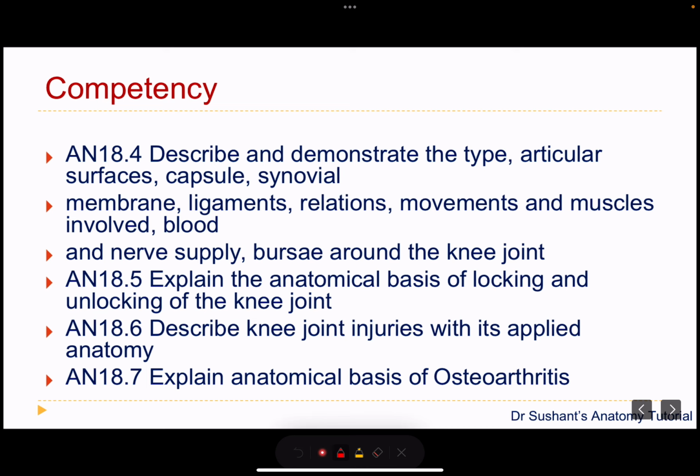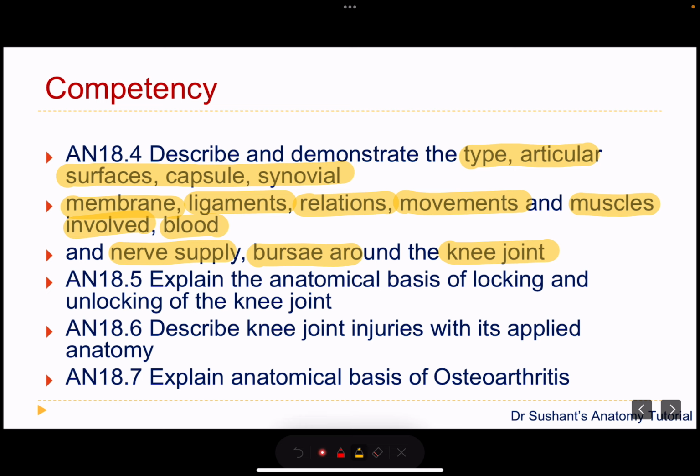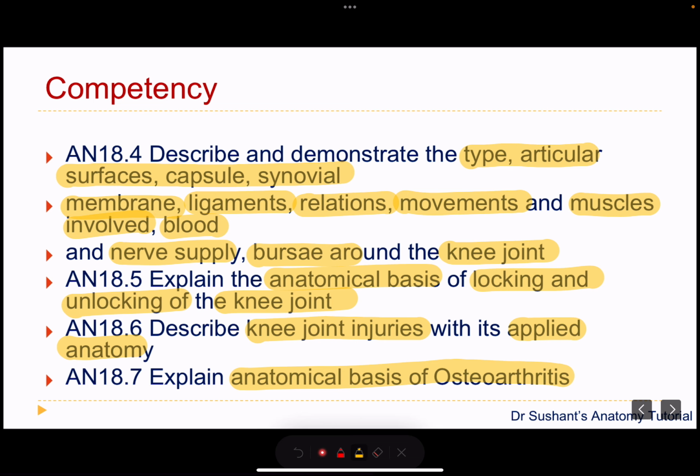So the competencies I am going to address in this class are: describe and demonstrate the type, articular surfaces, capsule and synovial membrane, the ligaments, relations, movements and muscles involved, blood supply, nerve supply, bursae around the knee joint. Explain the anatomical basis of locking and unlocking of the knee joint. Describe the knee joint injuries with its applied anatomy. Explain the anatomical basis of osteoarthritis.